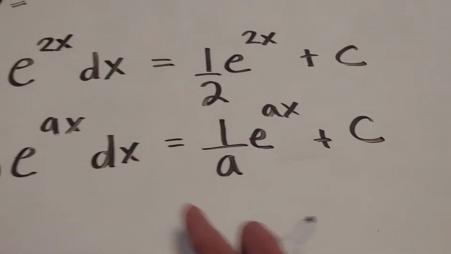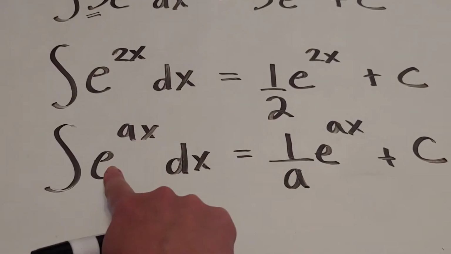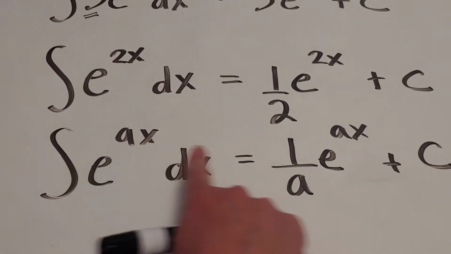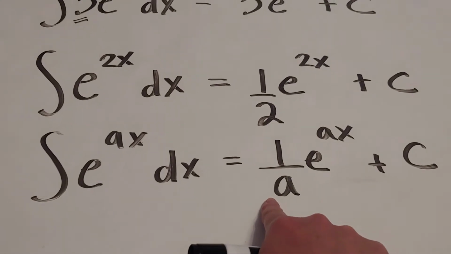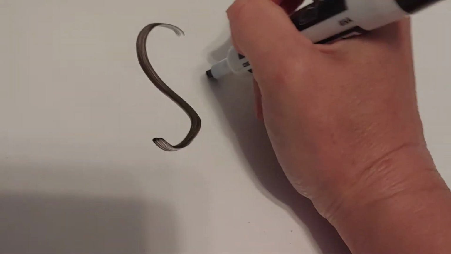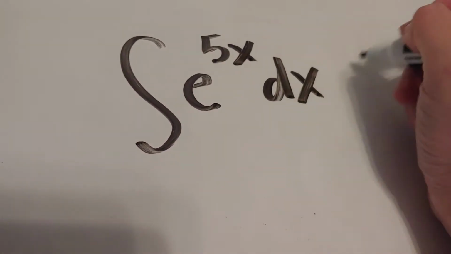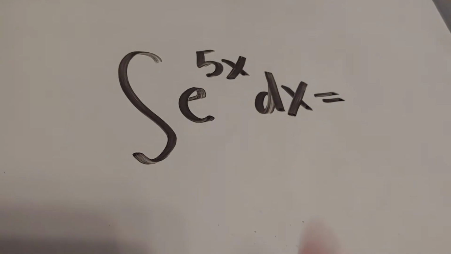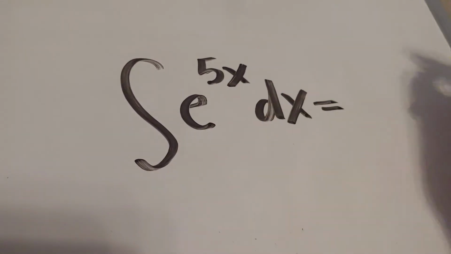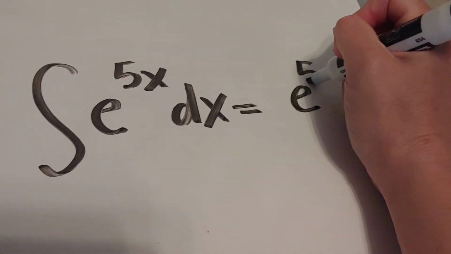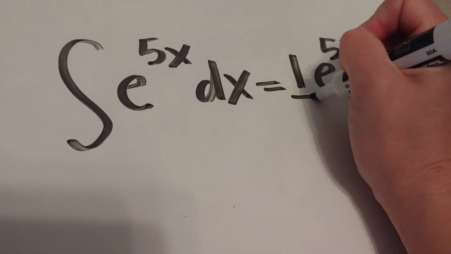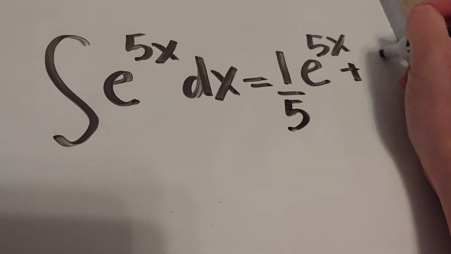All right, let's go ahead and practice a couple with this rule. So instead of multiplying by a, I multiply by 1 over a or divide by a. Okay. So if I had the integral of e to the 5x, this would integrate to e to the 5x, but I'm going to divide by 5 or multiply by 1/5.